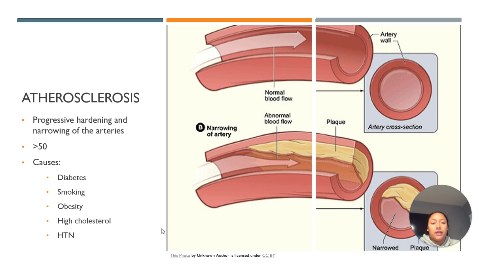So as you can see in the picture here, you can see a regular blood flow or a regular artery with no plaque buildup, and then the one below you can see the plaque buildup in that artery, which is not good and not something we want.